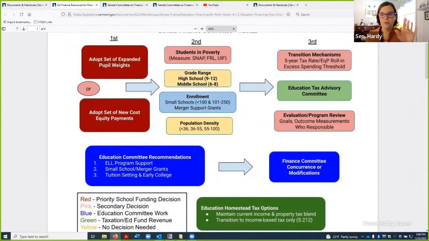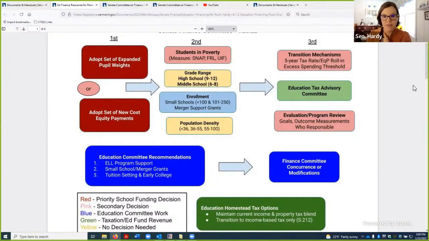Those are the 4 categories for which we would either have weights or cost equity payments. We could adopt some kind of combination of weights for some of them or cost equity payments for another, but the cleanest is one or the other, just in thinking about it right now. And so we do that second, and then the third group of decisions we would make is the transition mechanisms. How do we roll in whatever changes we decide to make over a 5-year period or whatever year period, and how do we sort of implement it?